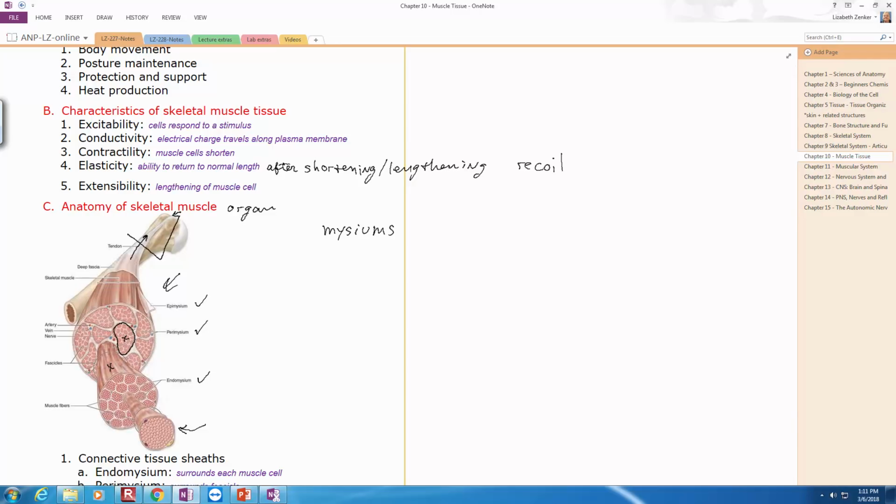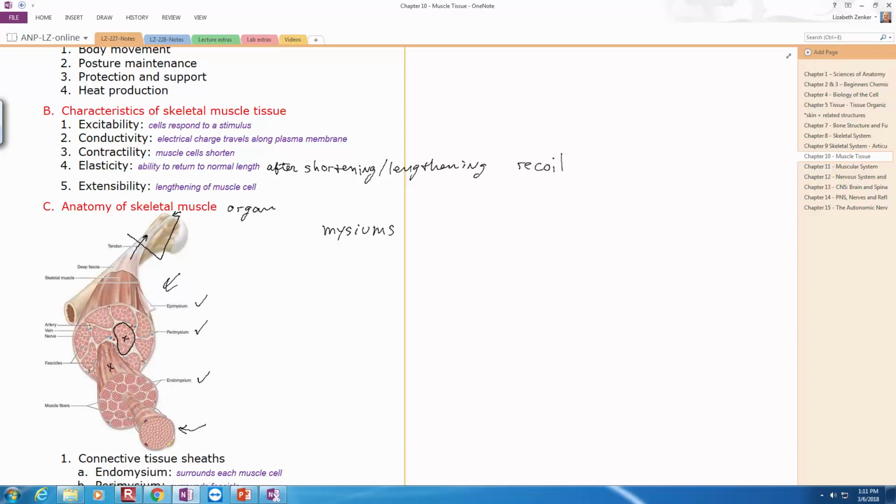Does that make sense to you guys? Okay. So then it's a long skinny cell. One fascicle is a bundle of many muscle fibers. And then the perimysium is surrounding many fascicles. Does that make sense?